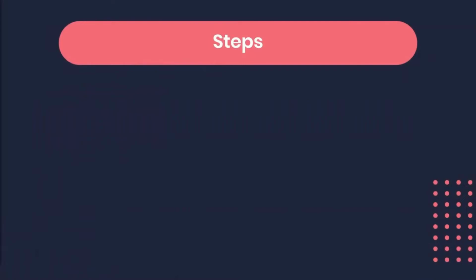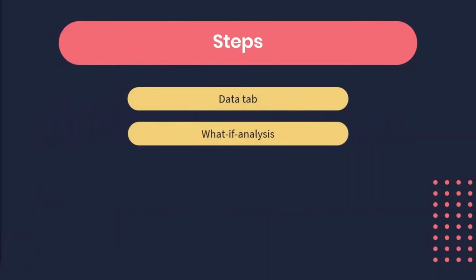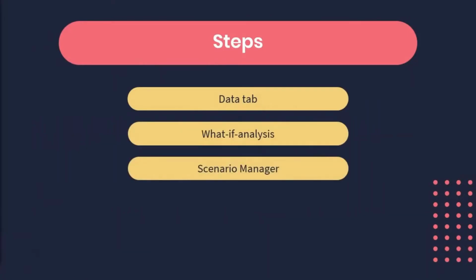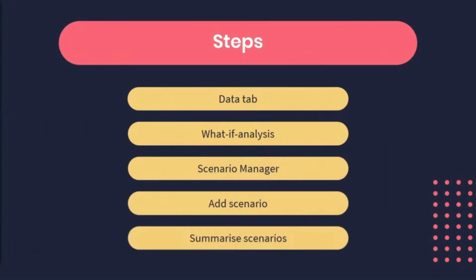So first off, once we have our data on our Excel spreadsheet, we'll go to the Data tab, select our What-If Analysis tool, select the Scenario Manager, add all the different scenarios, and of course, last but not least, we're able to summarize all our scenarios too. But now that we know exactly how to do it, let's have a look at this actually being done in Excel.